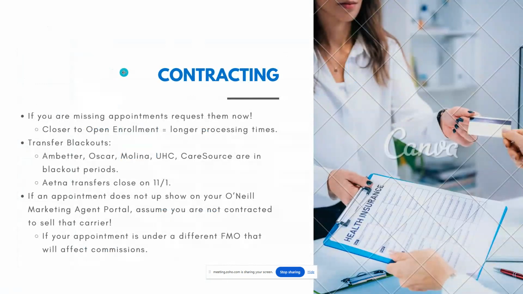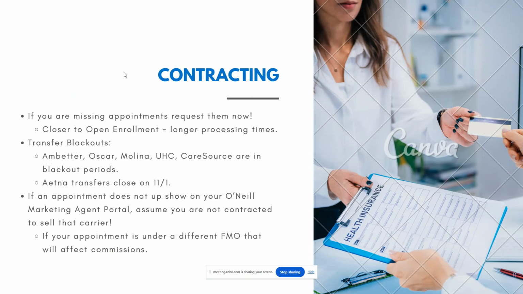So contracting. If you're missing appointments, you want to request them ASAP. As we've gotten closer to open enrollment, the carriers are really backlogged. So it's not a quick process always, and it does take some time. So the sooner you get those appointment requests in, the better, and the faster it's going to move along for you. There are a lot of blackouts that have happened now.